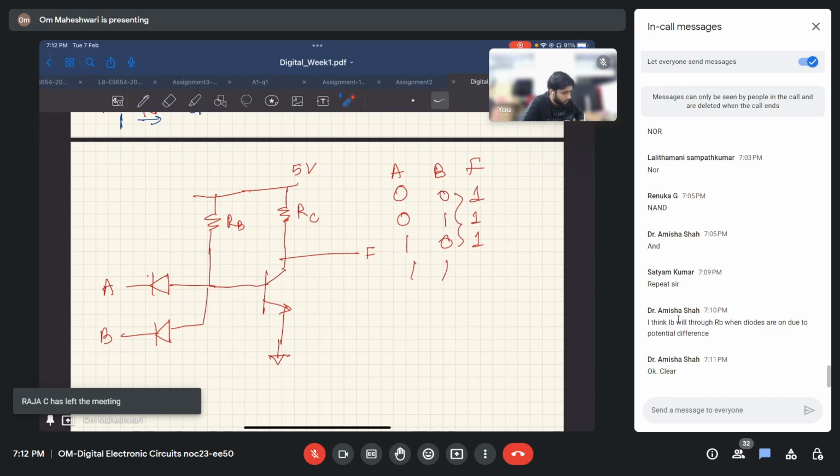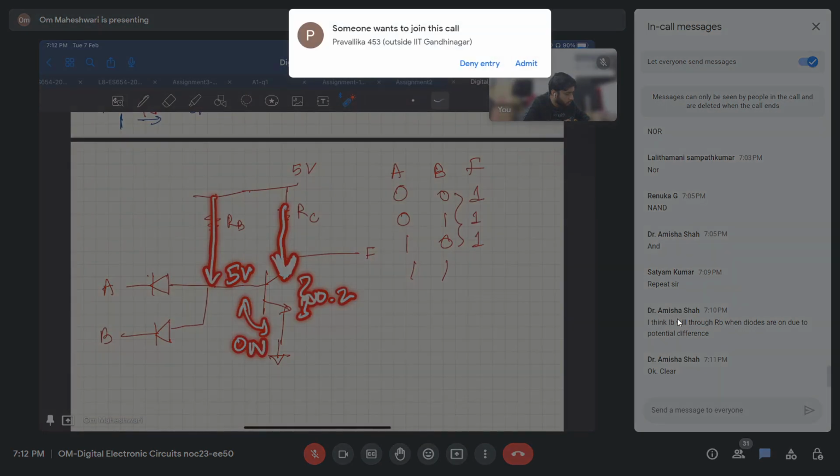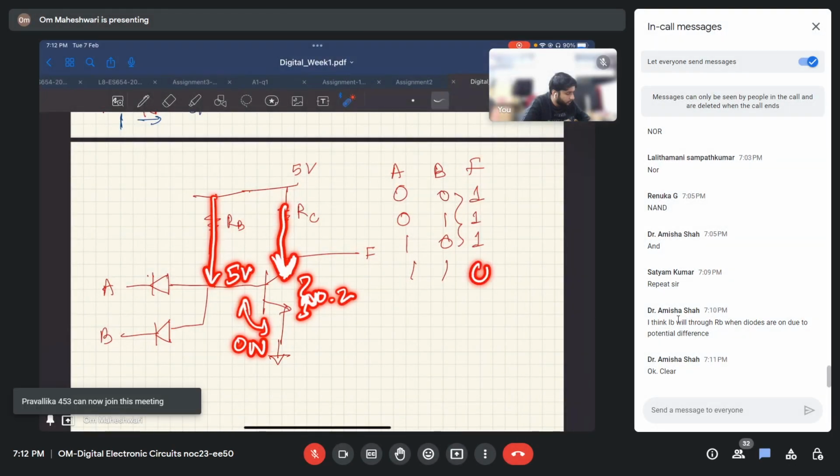Now, let's say both are 1. That means both the diodes are off. Now, if both the diodes are off, current will not flow through here. So this 5 volt we will get as it is here, and this transistor will be on. And when this transistor is on, all the current will flow through there. In saturation, there will be very little drop here, approximately 0.2 volts, which we can consider as 0.